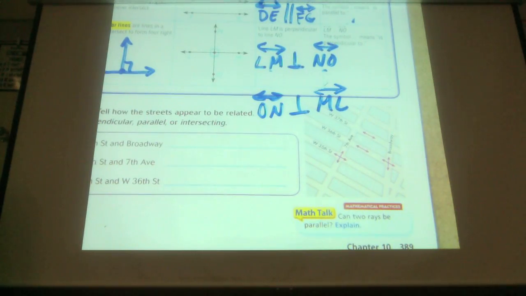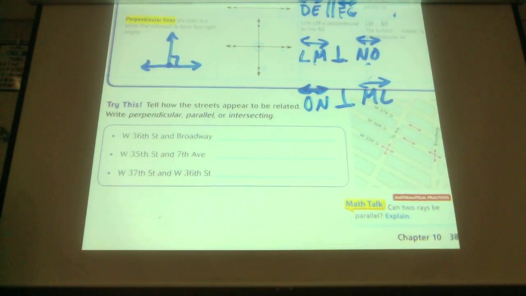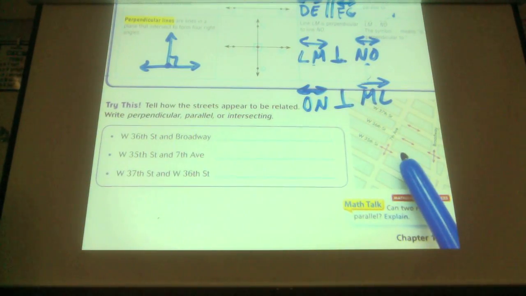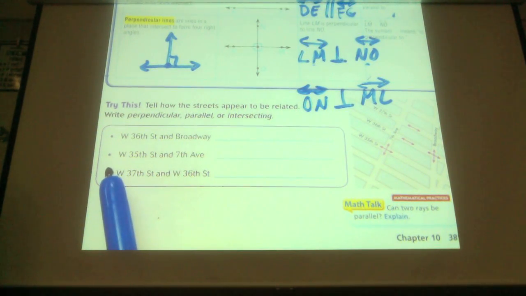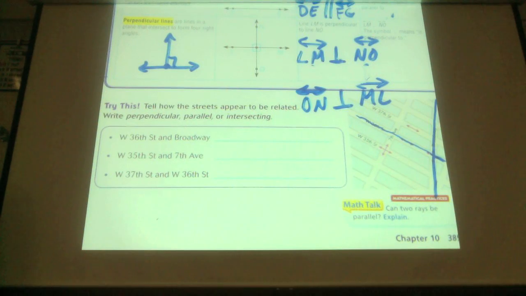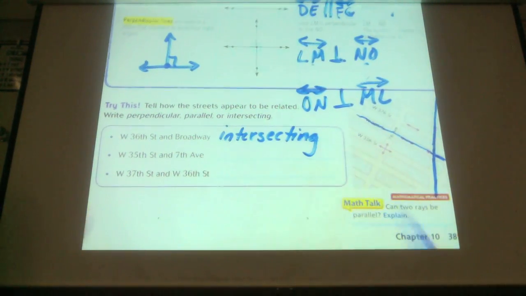Tell how the streets appear to be related. So if we have a map over here, right? Here's a map. West 36th Street. Find that in your book. West 36th Street. How do they relate to each other? Are they perpendicular, parallel, or intersecting? Raise your hand when you know. Intersecting. You can go ahead and write it.